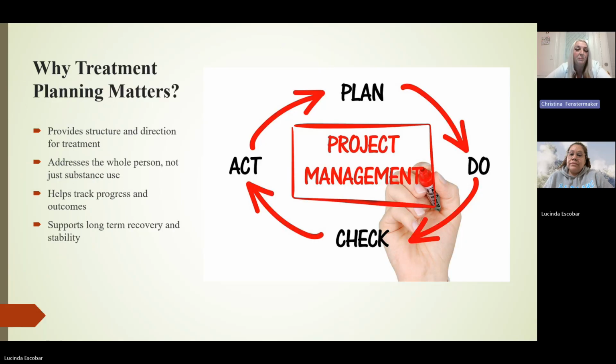Why treatment planning matters. Treatment planning is an important part because it keeps care organized and focused on the client. It ensures the counselor addresses the whole person rather than just the substance use. A well-designed treatment plan supports progress, accountability, and long-term recovery for the client.